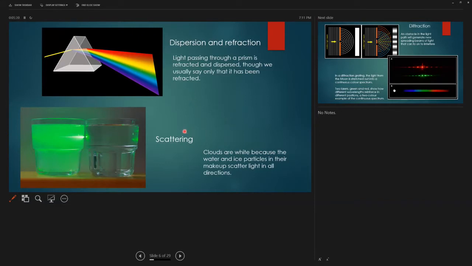In scattering, we have this diagram. I'm shining a laser beam from here through the water, and you can barely see the laser beam here. But when that beam hits this glass of water mixed with a little bit of milk, then you can see the light is scattered by the milk particles and spreads in all directions through the entire glass. And that's actually why clouds appear white: light beams are scattered in all directions. They're all mixed together, and when we mix all the colors of light together, we end up with white.